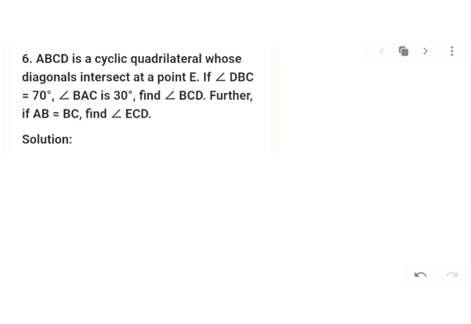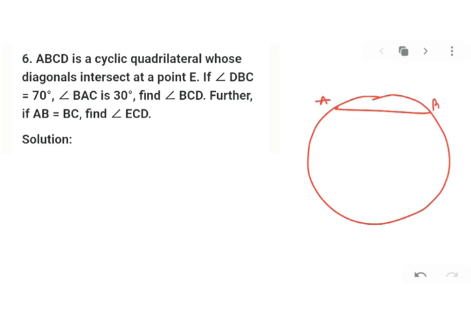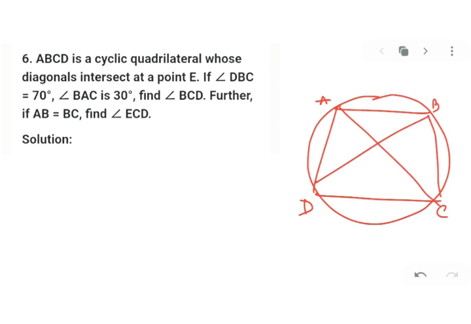Let's start. ABCD is a cyclic quadrilateral whose diagonals intersect at point E. So let me just draw a cyclic quadrilateral for you. This is your circle and this is a cyclic quadrilateral. I'll mark this as A, B, C and D. Okay, and the diagonals intersect at E. So I have made the figure.